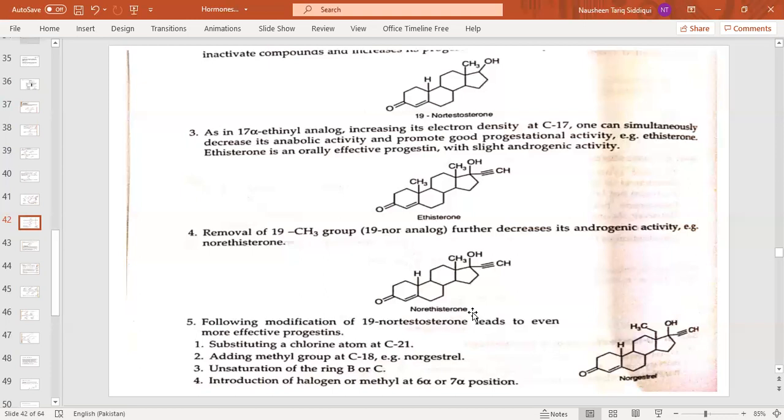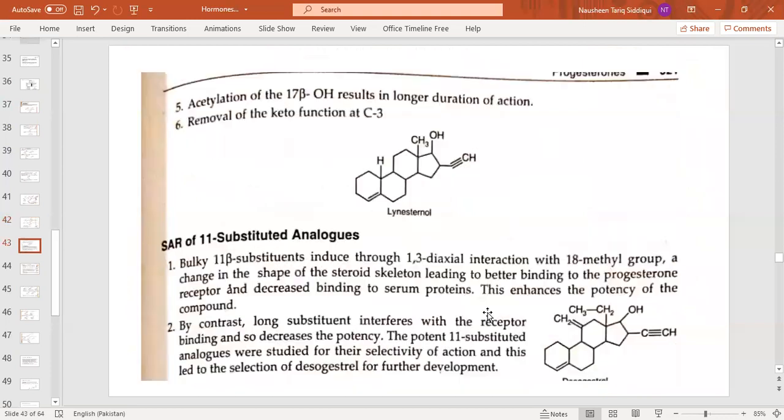Unsaturation of the ring B or C, अगर इनमें से किसी की unsaturation की जाए, and introduction of halogen or methyl at 6 alpha or 7 alpha position, तो एक्टिविटी को इंक्रीज किया जा सकता है। इसके अलावा एसिटाइलेशन ऑफ 17B हाइड्रोक्सी ग्रुप रिजल्ट्स इन लॉन्गर ड्यूरेशन ऑफ एक्शन, व्हाइल रिमूवल ऑफ द कीटो फंक्शन एट C3 पोजीशन.